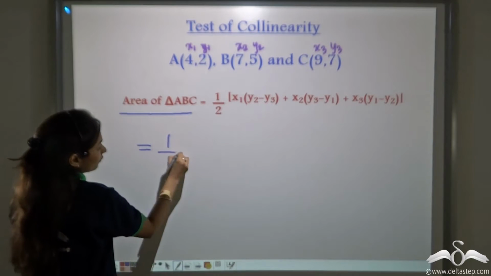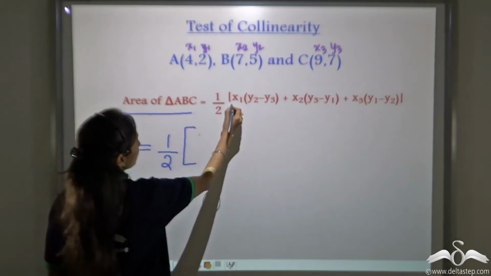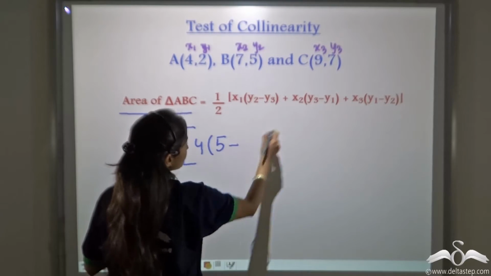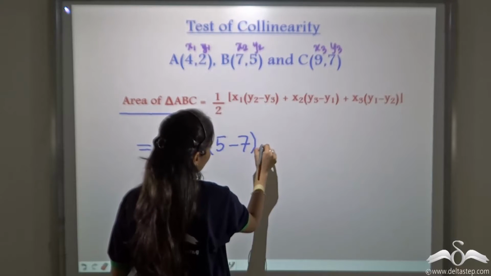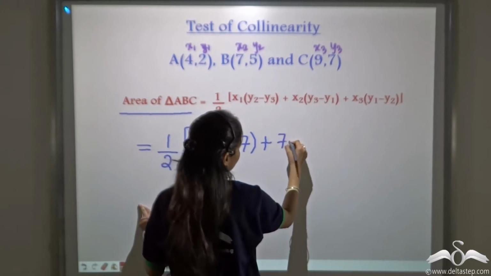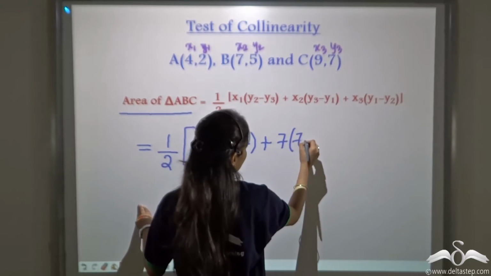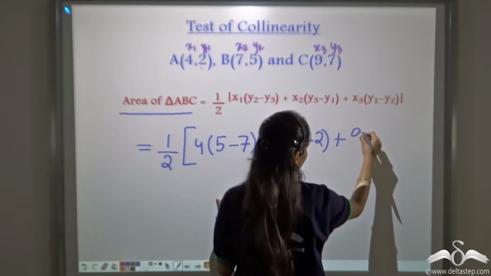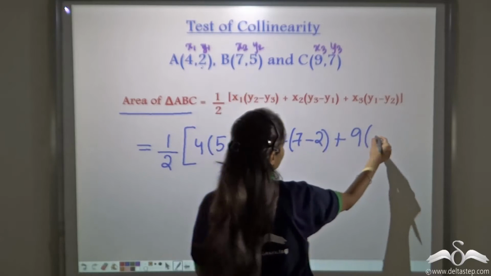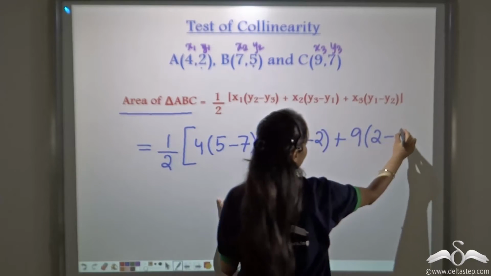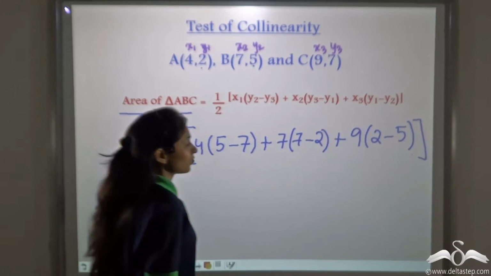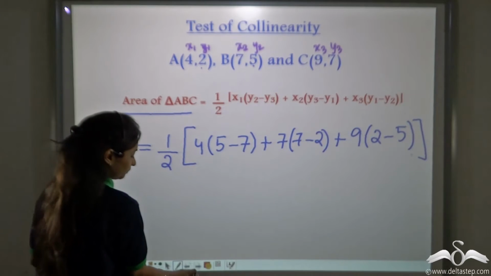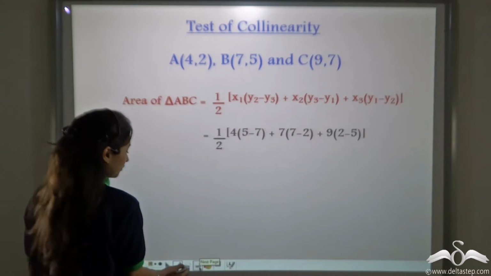So area will be half bracket, x1 is 4, y2 is 5 minus y3 is 7, plus x2 is 7, y3 is again 7 minus y1 is 2, plus x3 is 9. Now y1 is 2 and y2 is 5. So we have substituted the values instead of x1, y1, y2, y3, x2 and x3. Now let's solve this further.